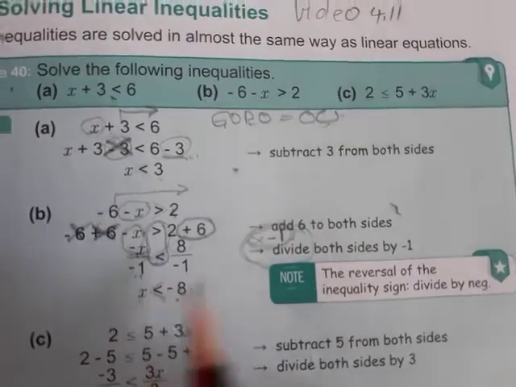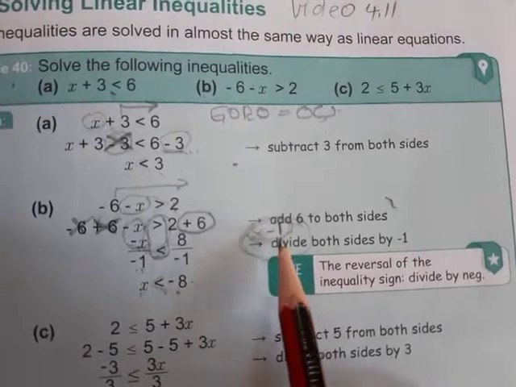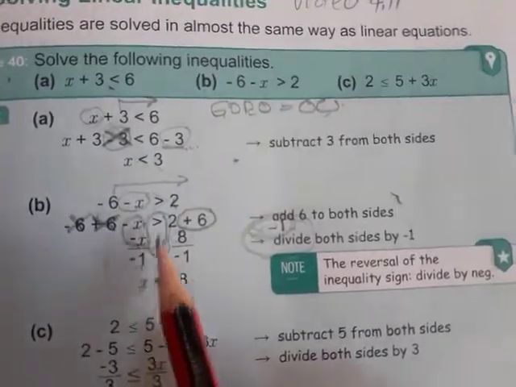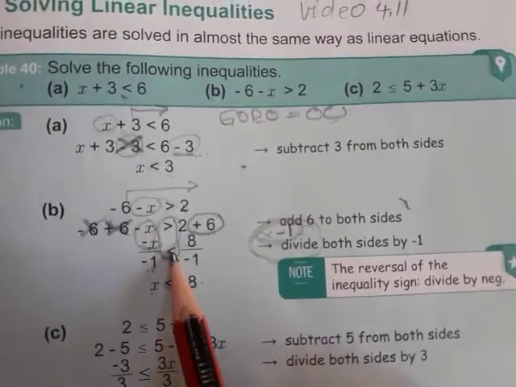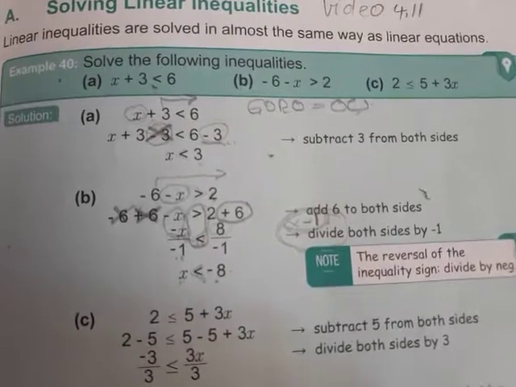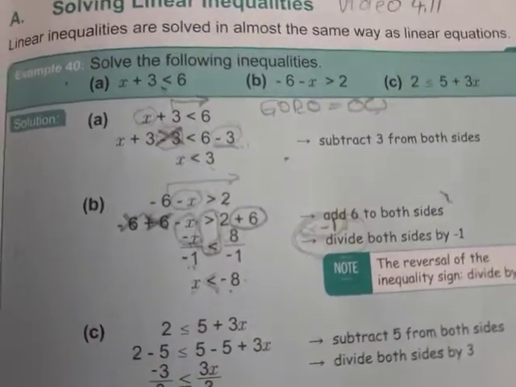Now, I repeat, when you divide or you multiply by a negative number, you must change your inequality sign around. So I hope you understand. I want you to now do example 40, exercise 40.